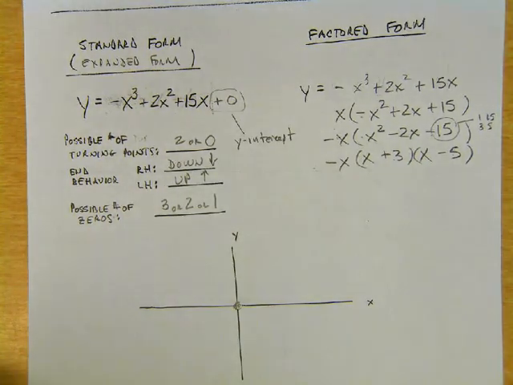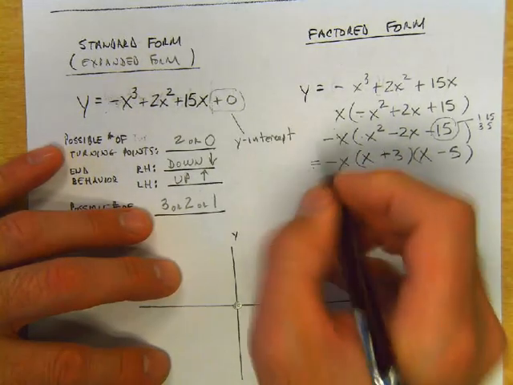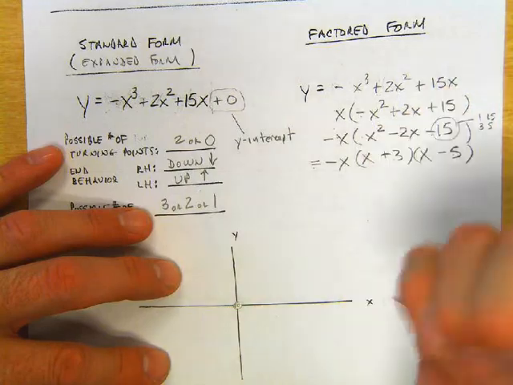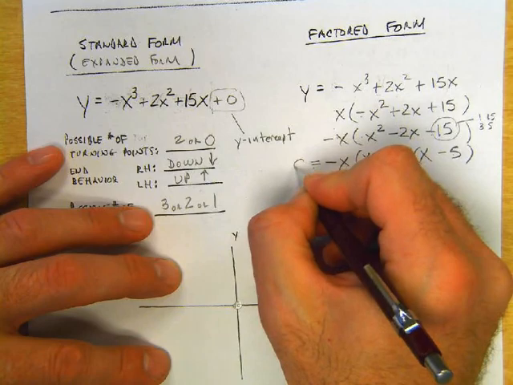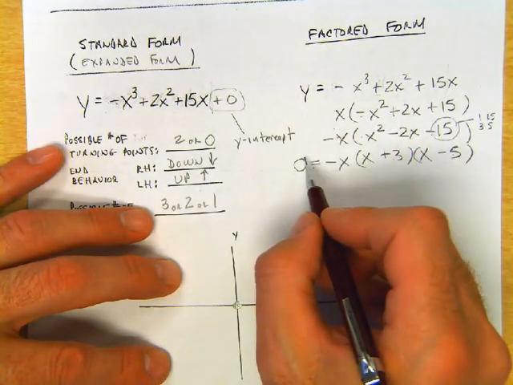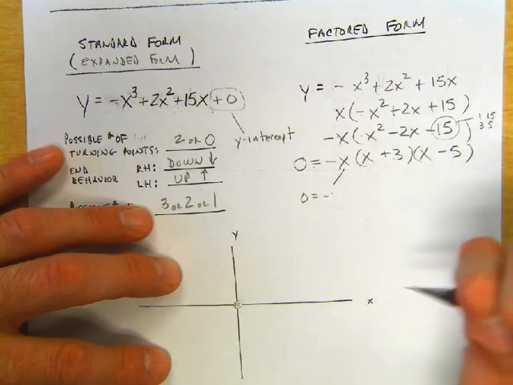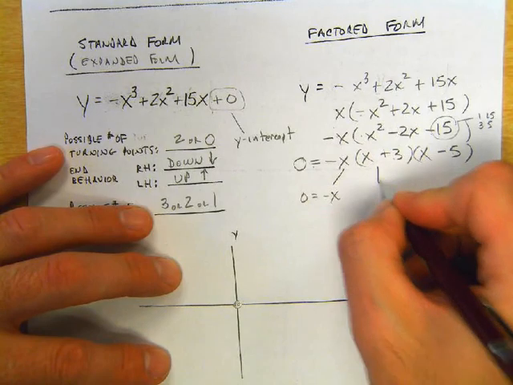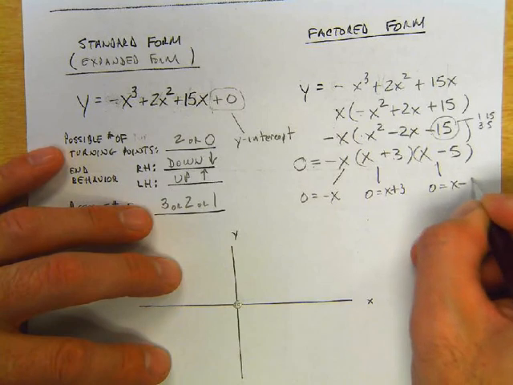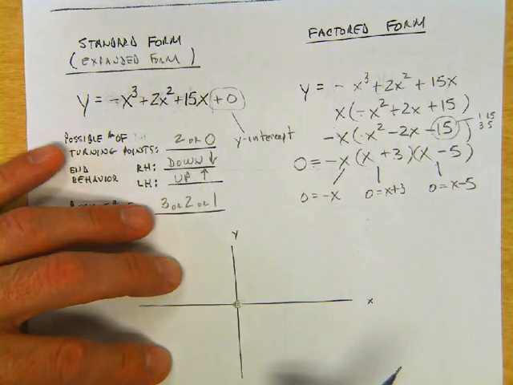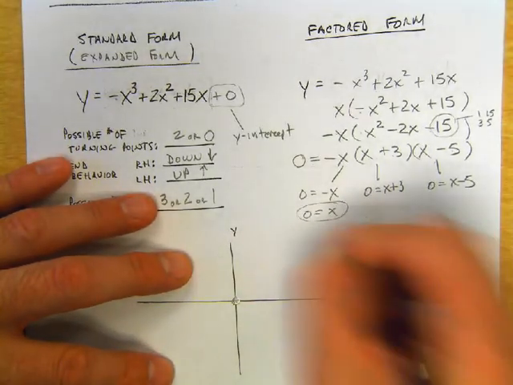So to find the x-intercepts, or the zeros, they occur on the x-axis when y equals 0. And so now we solve this equation, and the way that we do that is we take each term and set it equal to 0. And then we solve each of those mini equations to get the x-intercepts.